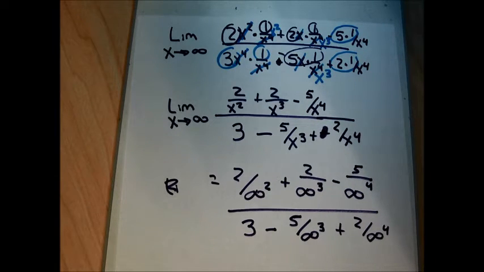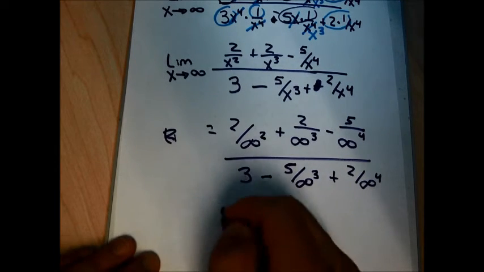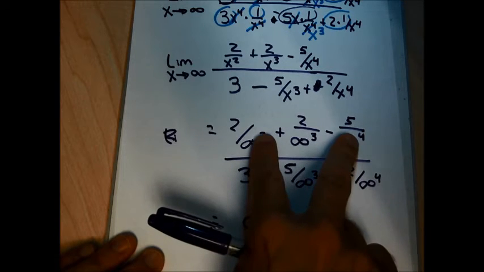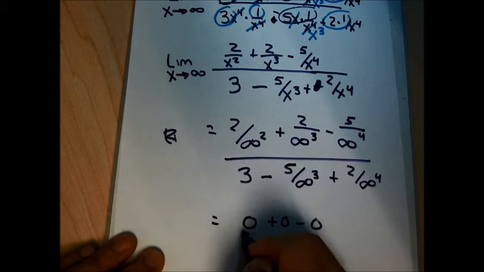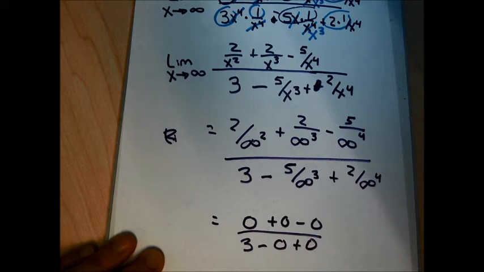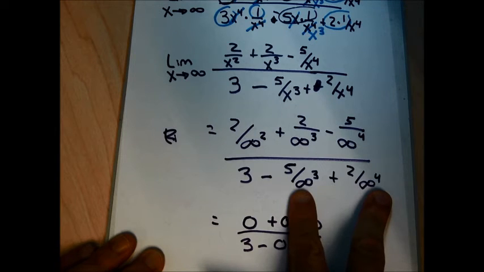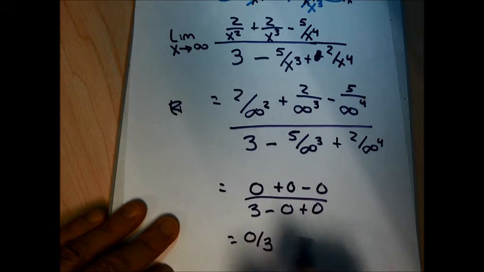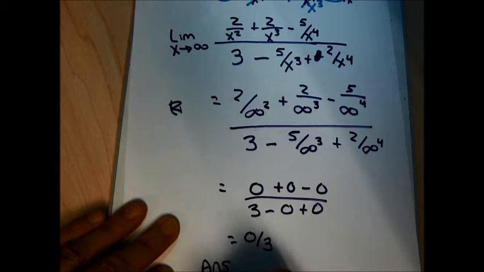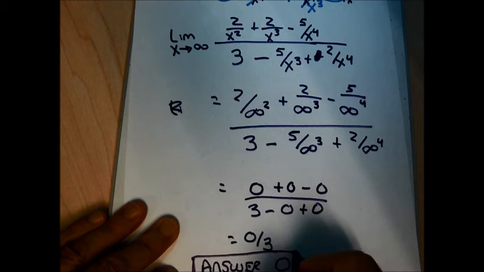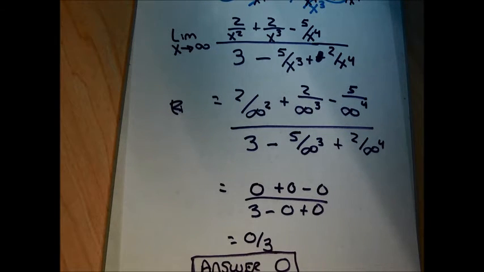Any fraction that has an integer in the numerator and any power of infinity in the denominator is equal to 0. So this is going to be 0 plus 0 minus 0 in the numerator. And in the denominator, it's going to be 3 minus 0 plus 0. The fractions that have infinity in the denominators go to 0. This comes out to 0 over 3. And any fraction with 0 in the numerator is equal to 0. So the algebra confirms what my table and what my graphs are telling me, that the limit is 0.